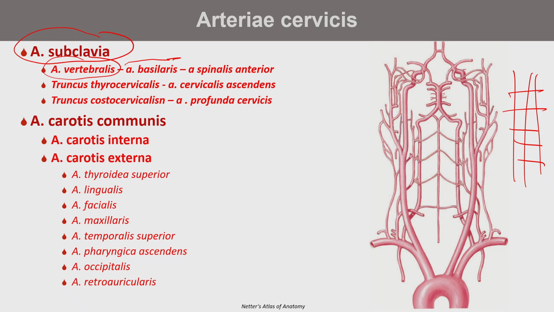Then deep structures along the vertebral column muscles are supplied by the cervical ascendant artery and deep cervical artery, branches of the thyrocervical and costocervical trunk. Now we turn to the common carotid. The common carotid is an artery which has no branches. The origin is from the brachiocephalic trunk on the right side, from the aortic arch on the left side, until the division, till the bifurcation, no branches could be observed.